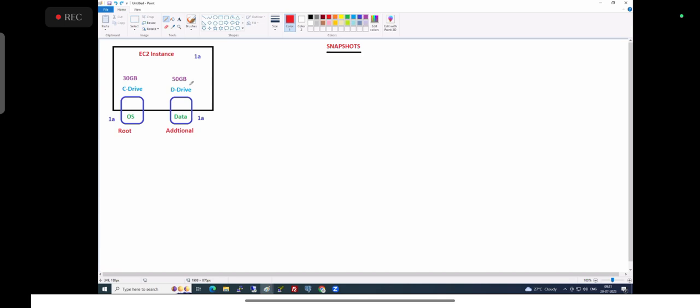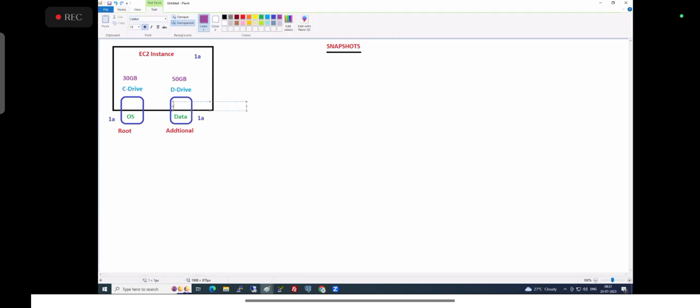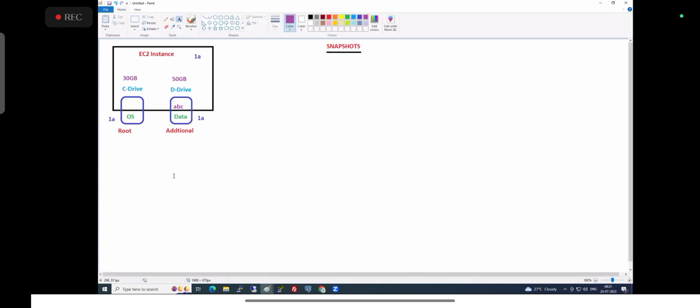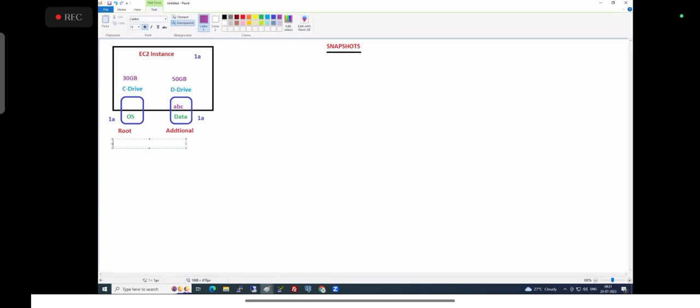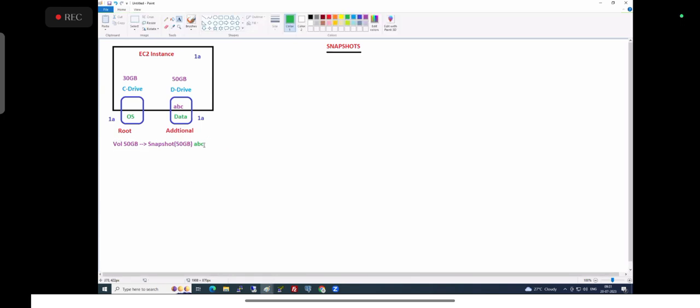So at that time, let's say for example, I have a data called ABC. Now I have this volume. How much is that volume? 50 GB, correct? Now I took the snapshot. How much is the size of the snapshot? 50 GB. And what does the snapshot contain? ABC data is there. I took ABC.